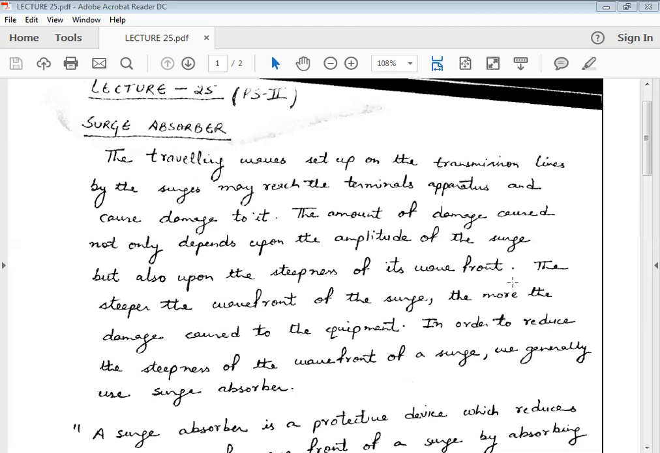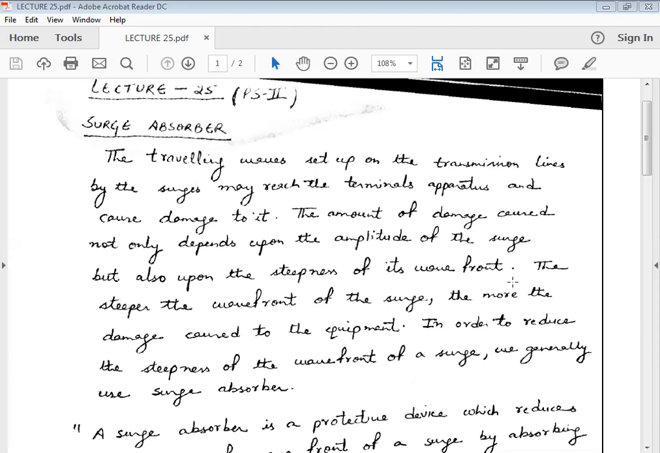The traveling waves set up by the surges, if they reach the terminals of the apparatus, may cause considerable damage to it. So both protection schemes, the earthing screen and ground wires, do not provide protection against the traveling waves. So for protection against traveling waves, we started another technique named lightning arresters. Lightning arresters can well provide protection against the traveling waves.